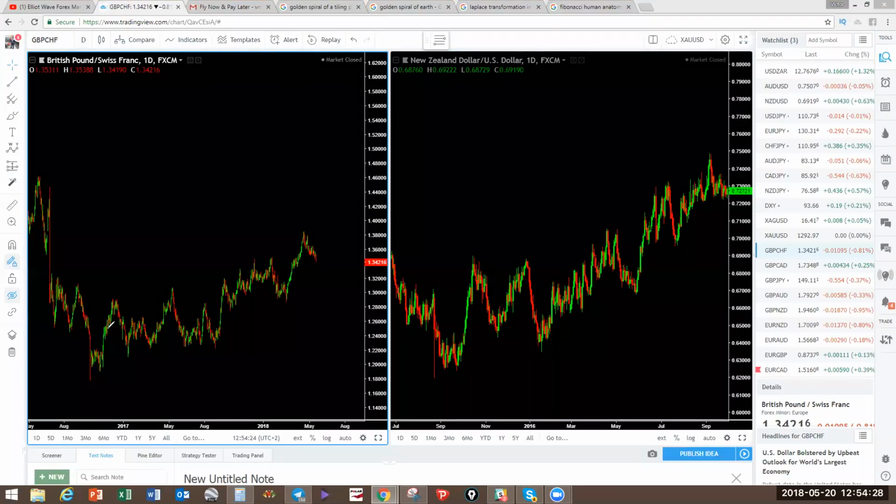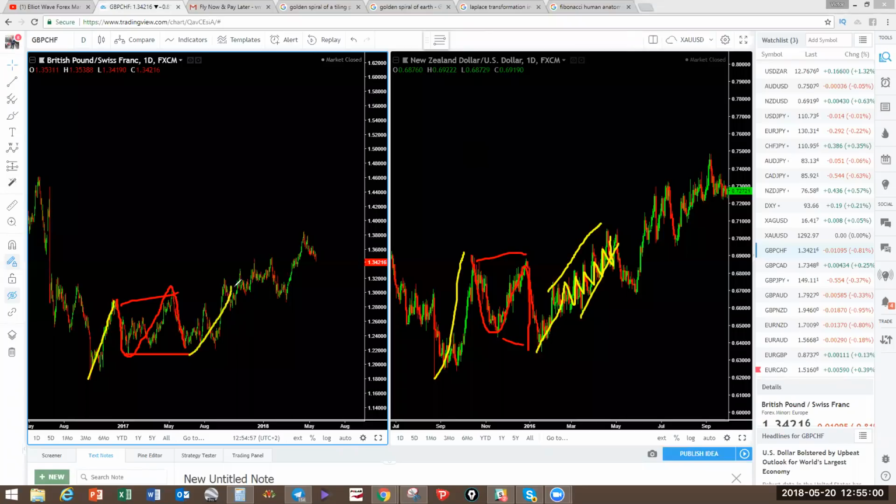Right, remember pound Swiss, we had a move, we had a correction in 3 waves, 1, 2, 3, like that. Similarly here on New Zealand, we had a move up, correction in 3 waves, amazing stuff, 1, 2, 3, like that. And now this one has already made a move up and has gone up very correctively. Similar here, this one has made a move up and has gone up very correctively.